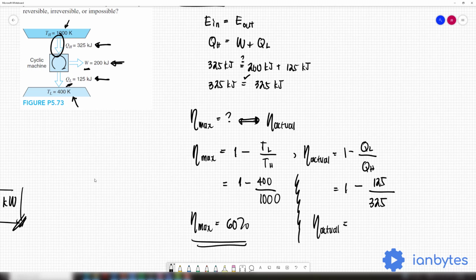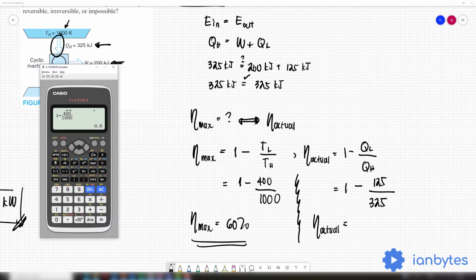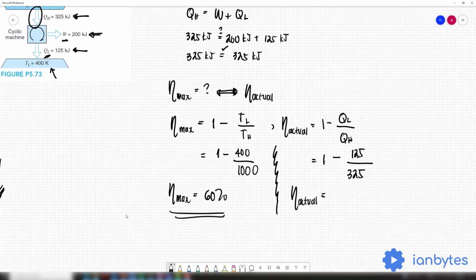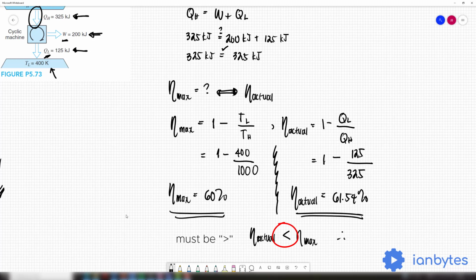Our actual efficiency for this machine is just equal to the following. We have around 61.54%. So, makikita natin dito na ang ating efficiency, actual efficiency more specifically, is larger than the maximum efficiency. This means that our cyclic machine is impossible to implement.